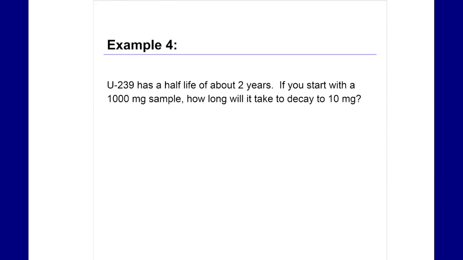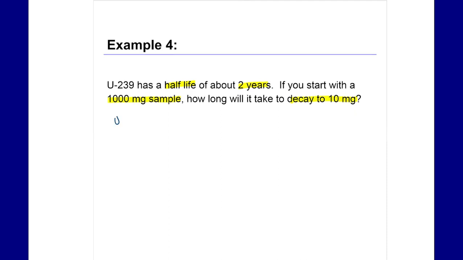So similar to the exponential growth, we might have to find how long it's going to take to decay to a certain amount. So this setup's going to be similar. We're going to use logarithms in the same way to help us move our x exponent down. So in this case, let's go through and highlight: half-life of about 2 years. If you start with a 1,000 milligram sample, how long will it take to decay to 10 milligrams?